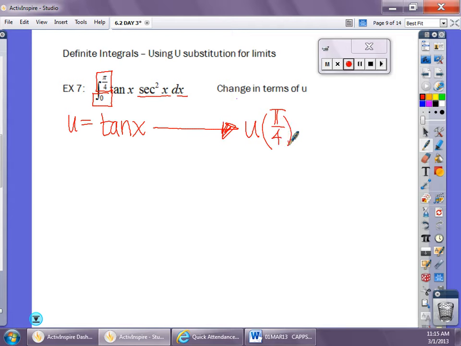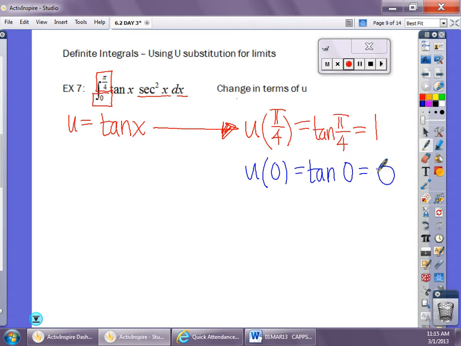So I'm going to change the pi over 4, which is an x value, into a u value by using the physical substitution you wrote down. So tangent of pi over 4, that's an easy one. That's just 1. Sine and cosine are the same value. U of 0, another easy one, 0. That's pretty much the only major difference you have. That's it. Because the rest of the problem is going to look the same as what you've been used to.